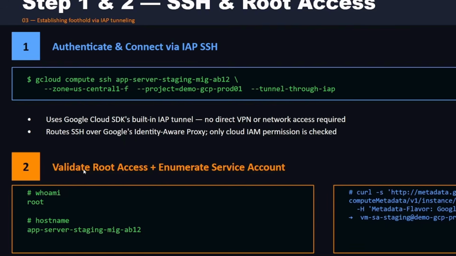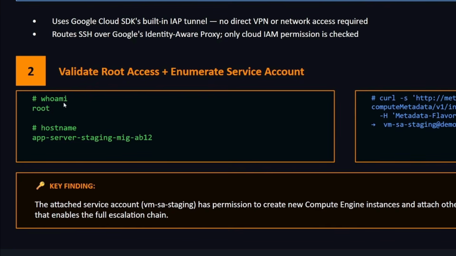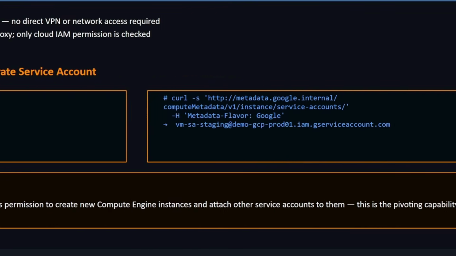You are in. Second step is root confirmation and SA enumeration. Once inside the VM, you immediately confirm two things. First, privilege level, running the whoami command and getting back root. Root, not a regular user, not sudo eligible, not UID 1000, genuine root.